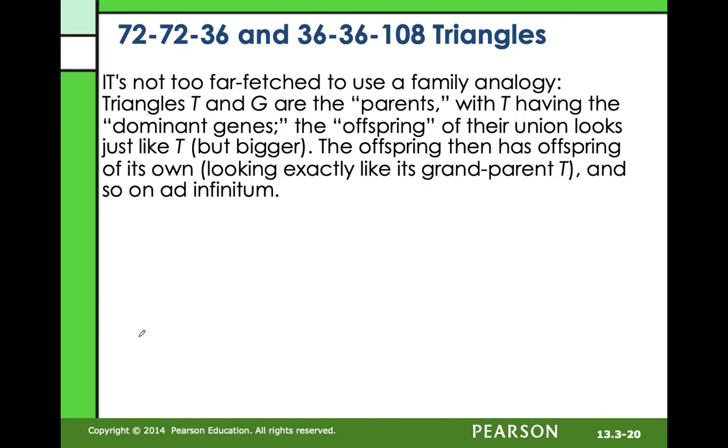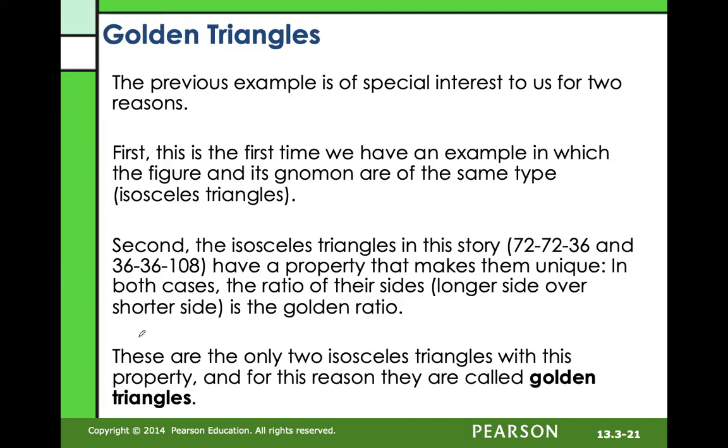It's not too far-fetched to use kind of a familiar analogy. If you've got triangles T and G that are the parents, with T having the dominant genes, the offspring of sorts of their union looks just like T, but a little bit bigger. The offspring then has its own offspring, and you continue and continue and continue. So this actually gives us an example of two triangles that are very special to us.